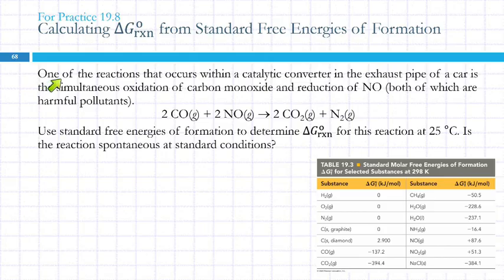One of the reactions that occurs in a catalytic converter is the oxidation of carbon monoxide and the reduction of nitrogen monoxide. Both of those are harmful pollutants. And so we can take these pollutants and convert them into CO2 and nitrogen, which are both normal components of air. Use the standard free energies of formation to find delta G for this reaction at 25 degrees Celsius. Is it spontaneous under standard conditions?